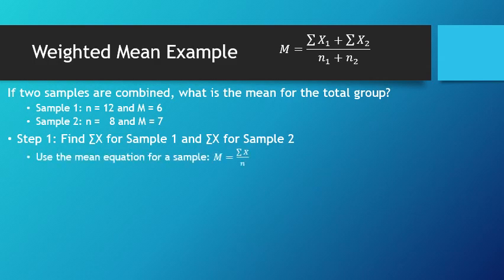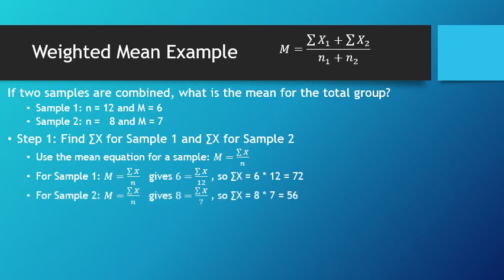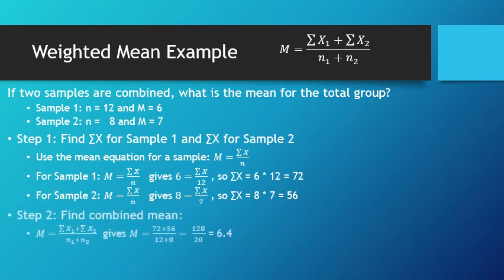You're going to use the regular mean equation that we know. Mean is equal to summation of x over n. We've been using that for a sample. So for sample 1, if you use that equation and plug in what we know for the mean and what we know for n, we would get summation of x equal to 6 times 12, which is 72. Use the same exact equation for sample 2 to find summation of x, and you'll find summation of x is equal to 8 times 7, which is equal to 56.